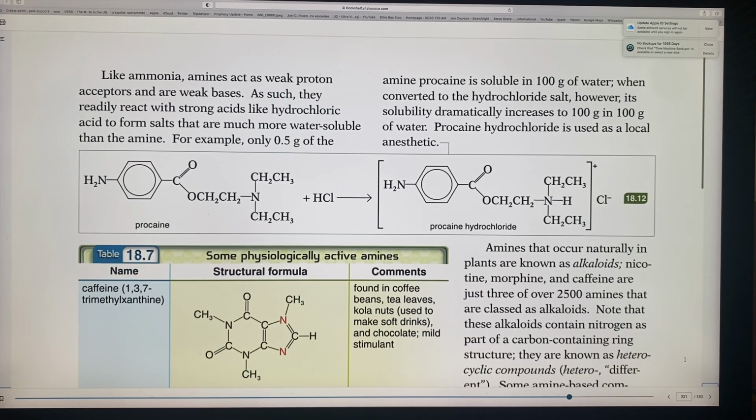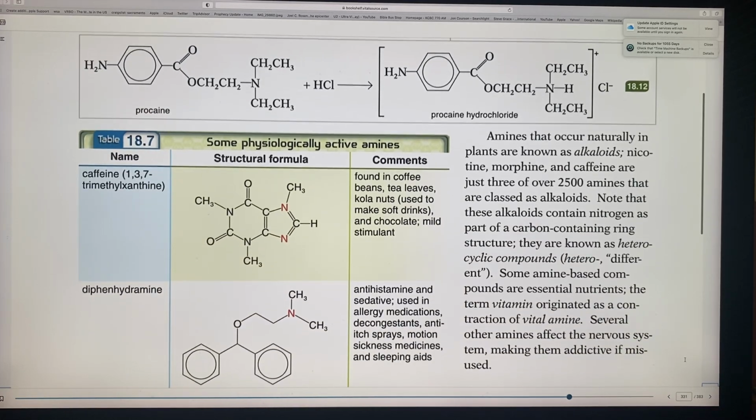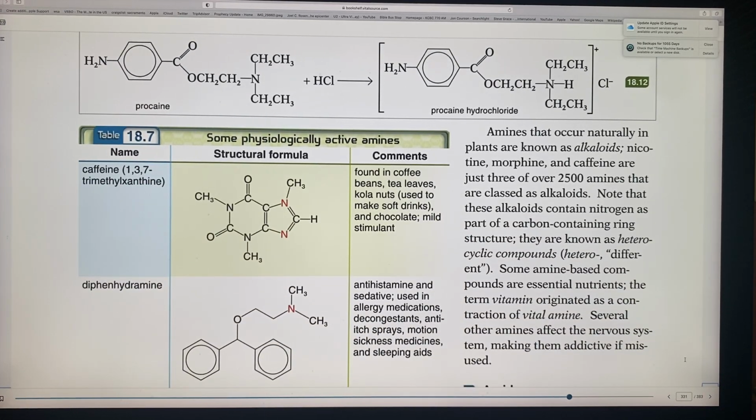Anyway, here we have some pictures. Amines that occur naturally are known as alkaloids. Some famous alkaloids are nicotine, morphine, and caffeine. Those are just three of over 2,500 amines, and they're classified as alkaloids.